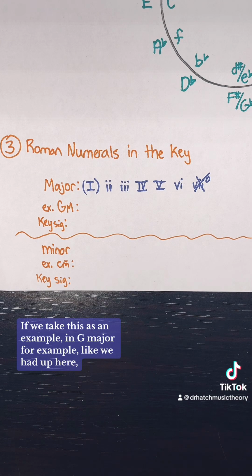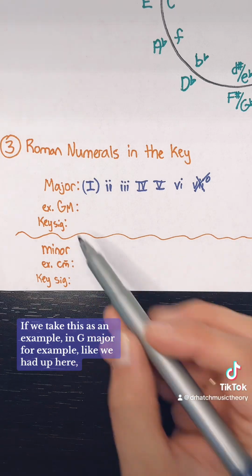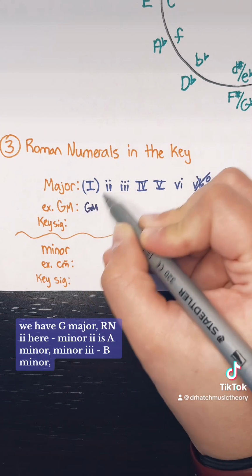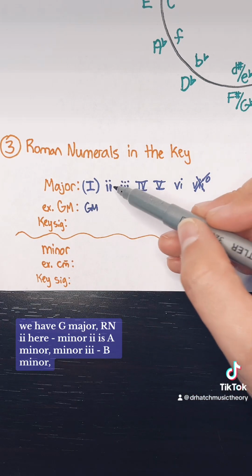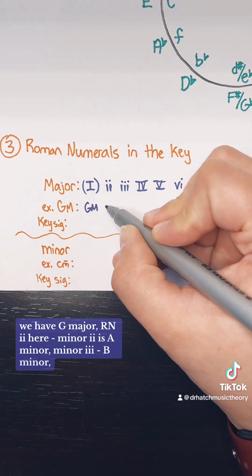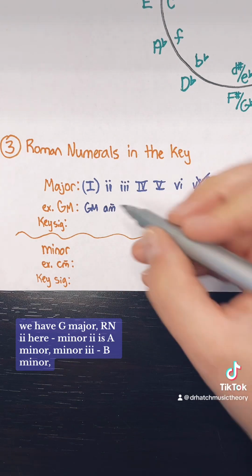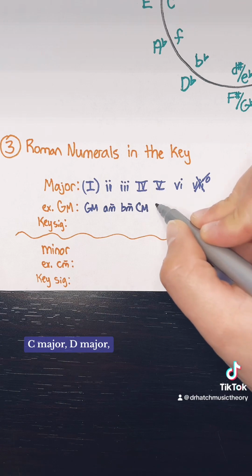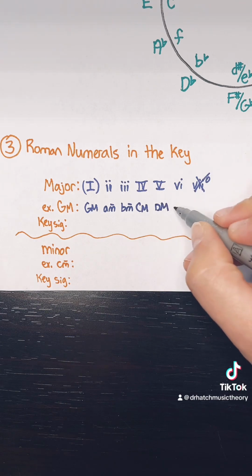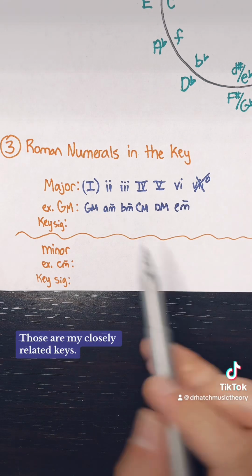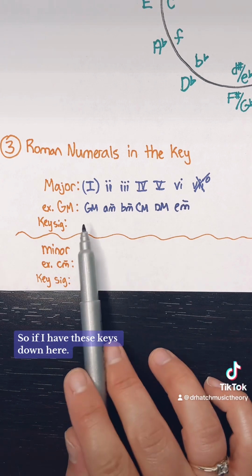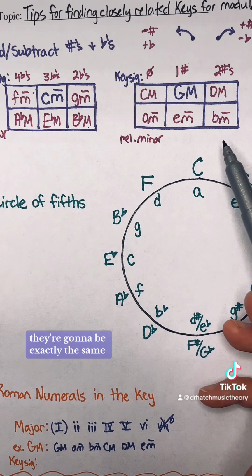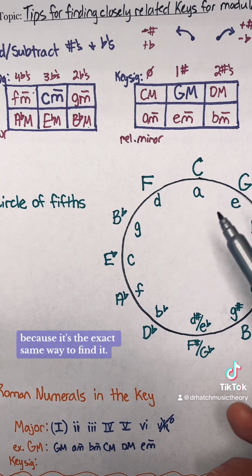If we take this as an example in G major, like we had up here, we have G major, Roman numeral number 2 here, minor 2 is A minor, minor 3, B minor, C major, D major, E minor, and that's it. Those are my closely related keys. So if I have these keys down here, if I check it up here, they're going to be exactly the same because it's the exact same way to find it.